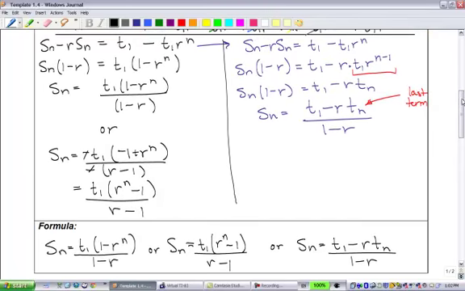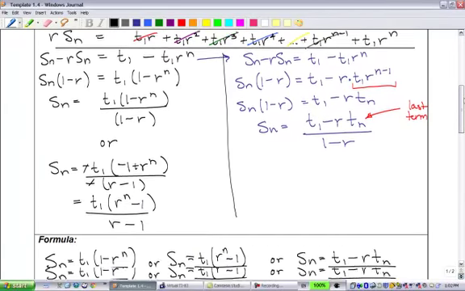Thus ends the notes for geometric series, and what follows will be some examples.